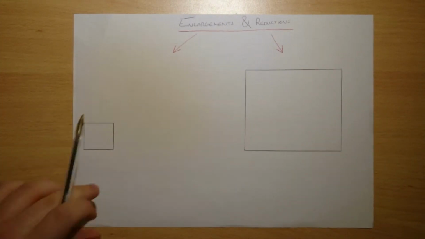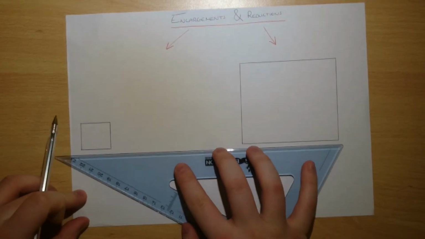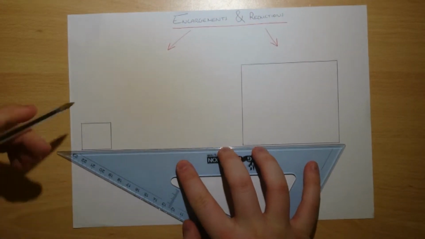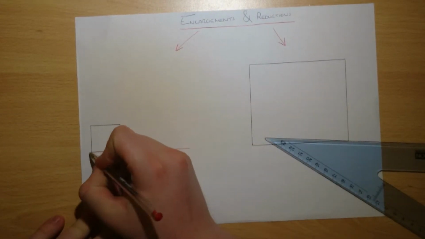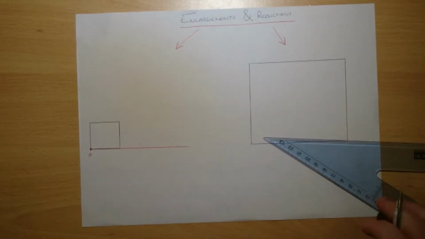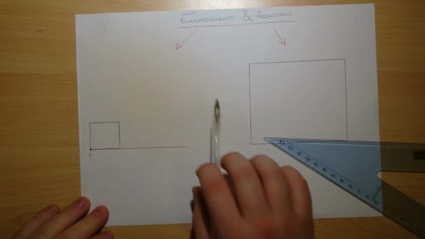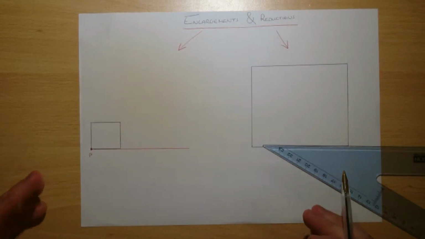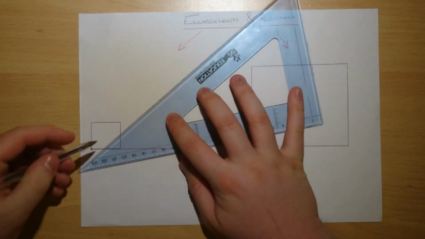So if we take enlargements first, I have a square put in here. We're making it bigger, and we're going to go off the point A for argument's sake. We're going to extend A through all the points to enlarge it, basically. That's in the name. So you extend all the lines.